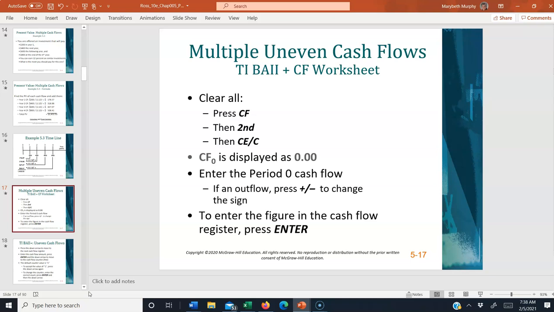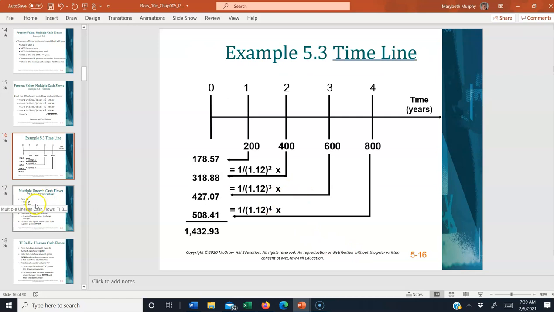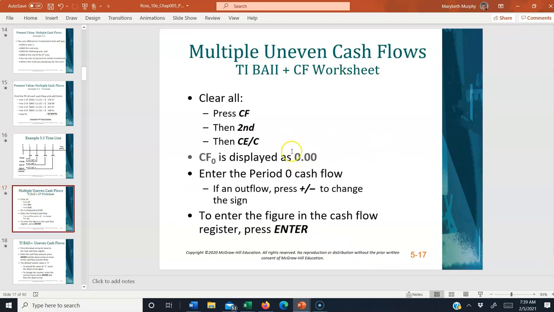All right, here's uneven cash flows. If we have multiple uneven cash flows, how do we use the calculator? You're going to clear all. You're going to press CF, then the second key. Some of the keys have 2 values to them, and this takes us to that second value. Then we're going to hit CE/C, and then CF is displayed as a 0.